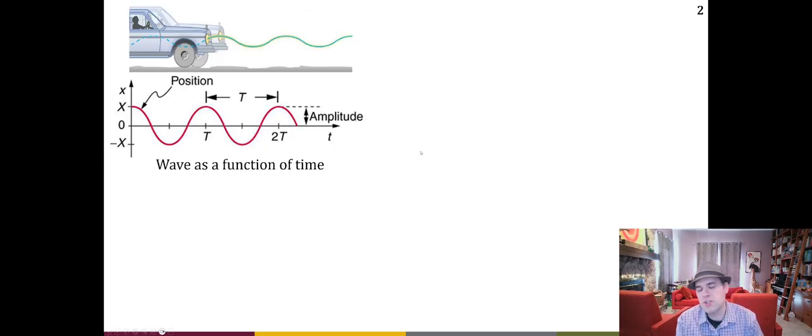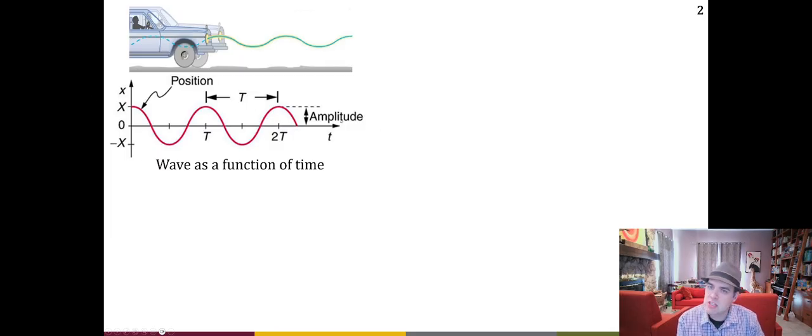So to start off, I want you to think about driving in a car on a very rough road. You're in your car seat, and as you go over this rough road, you're bouncing up and down. Well, what if we plot out our position as a function of time? So we start at high, and then we bounce down low, and then we bounce up high again, and then low, and so on and so forth.